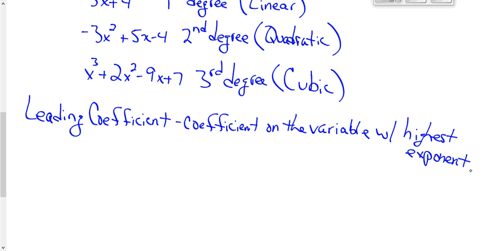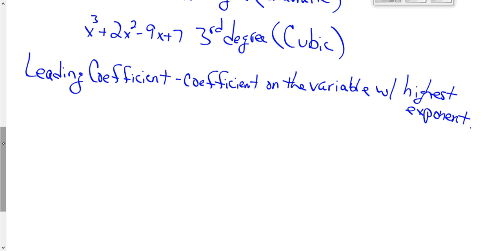So let's say I have 3x squared plus 2x minus 4. What's the leading coefficient? 3. Because it's the very first one, right? Yes. Okay. So what about this one?